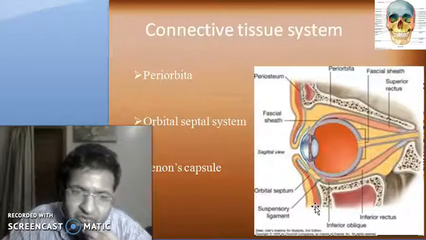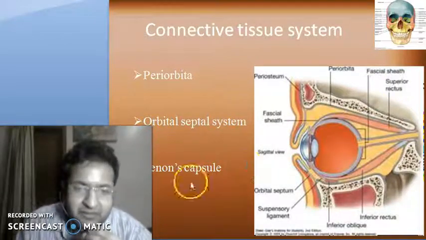The connective tissue system of the orbit will be discussed in the next video.